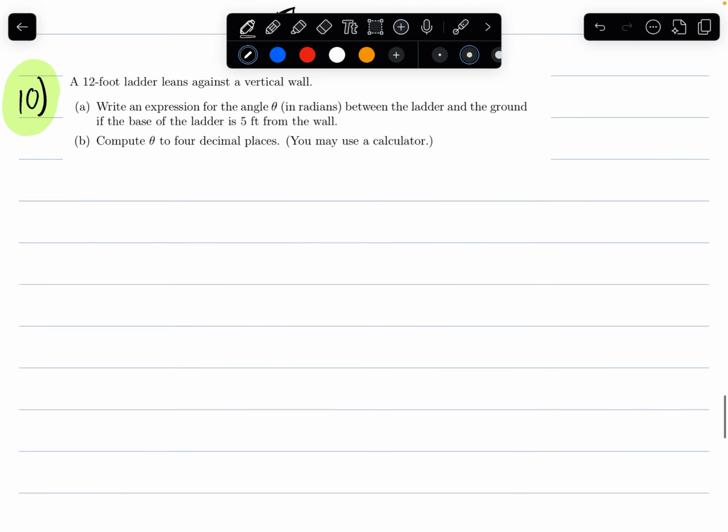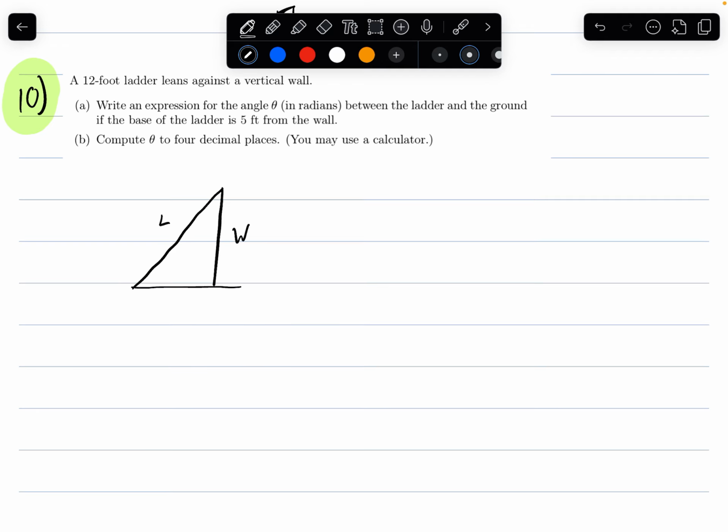So let's start by drawing that out. So we have a ladder. So I'll call this L for ladder. We have some wall like this, W for wall. And this is the floor, I'll put G for ground. Write an expression for the angle theta between the ladder and the ground. So this would be theta here, because ladder and ground. If the base of the ladder is 5 feet from the wall, so that means this length here is 5. Okay, so I'm looking for that. Oh, and we know that the ladder is 12 feet long, so I'll replace the L by 12.